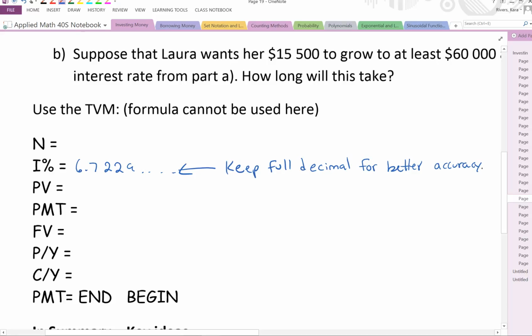Okay, we can put everything else in. We're solving for n here. PV, that would be negative 15,500 still. PMT is still 0, P/Y is still 1. Compounding 1, and our future value, though, is now 60,000. Okay, so make sure you make that change. Punch that into your calculator, and you get 20.802.